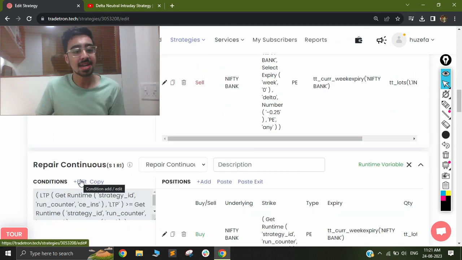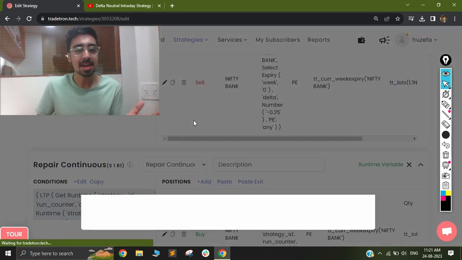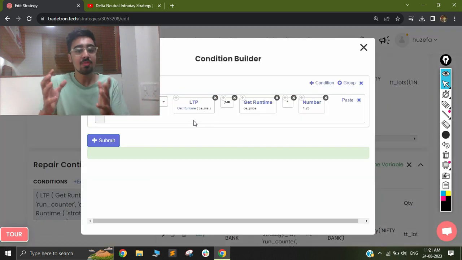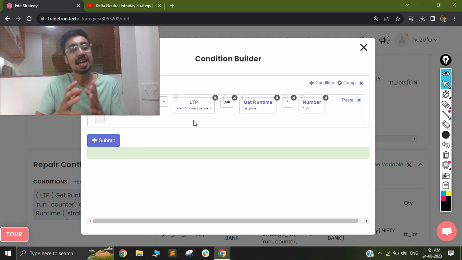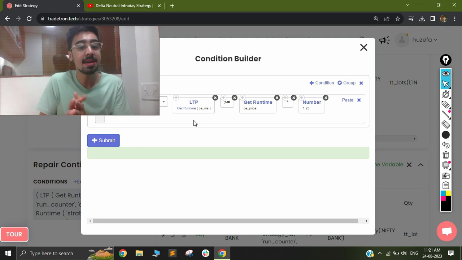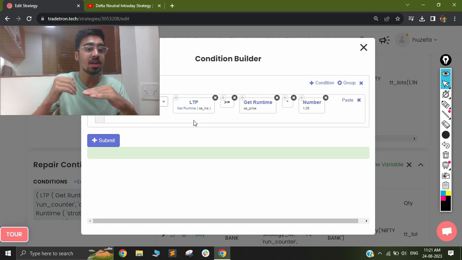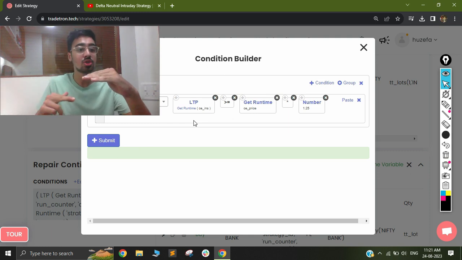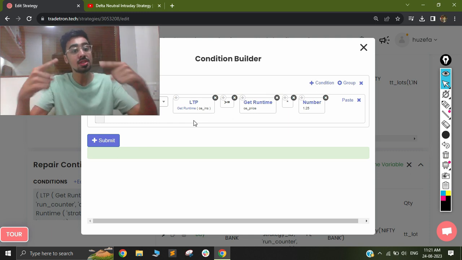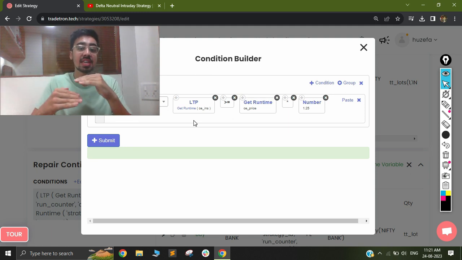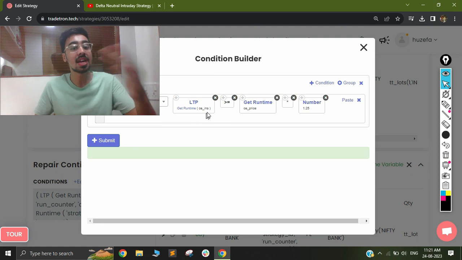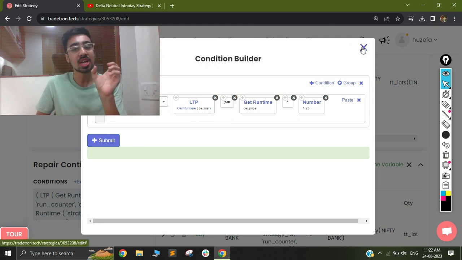So in my repair continuous, I have one condition. If the LTP of the instrument that I'm trading in goes 25% above the entry price, in that case I will take a trade. Now the reason I'm using runtimes out here is because the instrument is not fixed. This instrument could be an entry instrument, or it could be another repair continuous instrument, or it could be the same repair continuous instrument being checked again. So since I don't have one particular instrument fixed, I will keep this as a variable in my get runtime keyword, and my get runtime keyword is checking for my runtime variable that I have made in my runtime data.